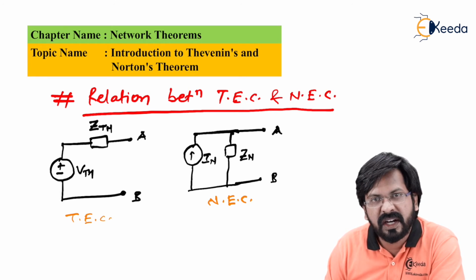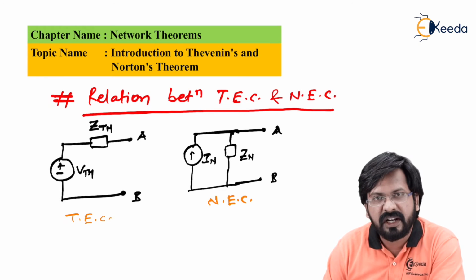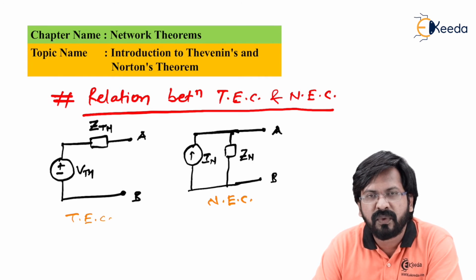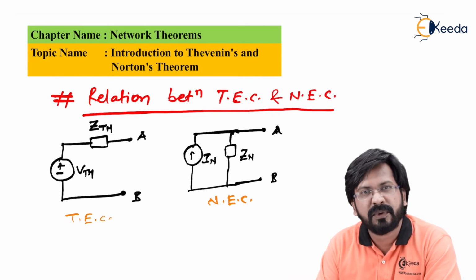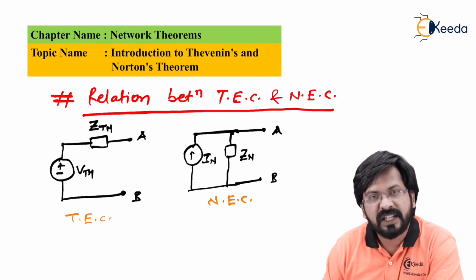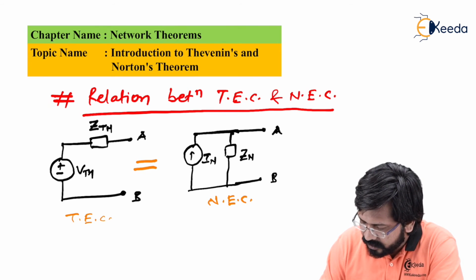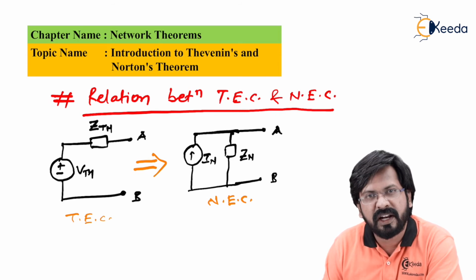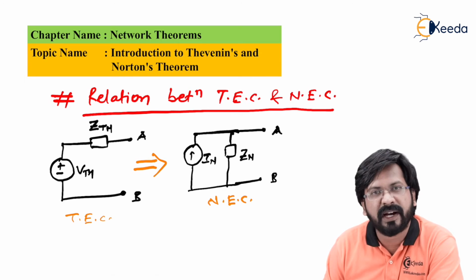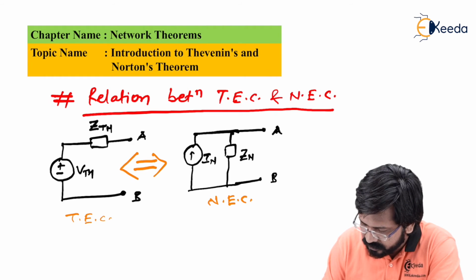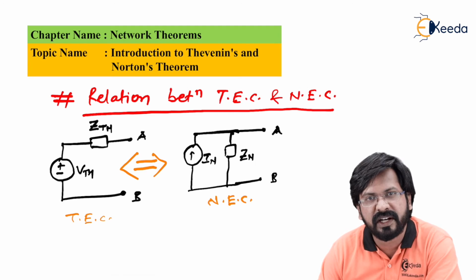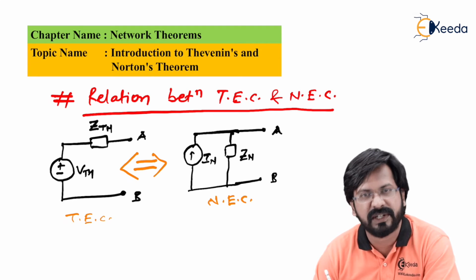We are here to understand now the relation between TEC and NEC. Relation as in, suppose if TEC is given to you, then you don't have to go through the complete procedure to find NEC. From TEC only you can convert it into equivalent NEC. Or if the NEC for a particular network is given to you, you can come back to TEC also. So we are actually going to see how to convert Thevenin's equivalent circuit to Norton's equivalent circuit and vice versa.